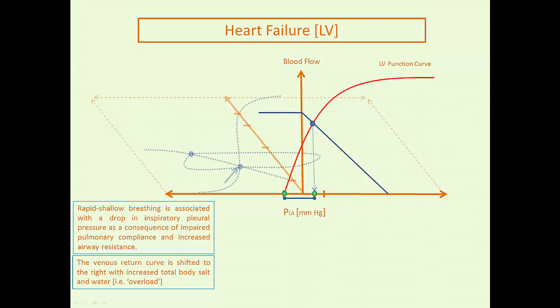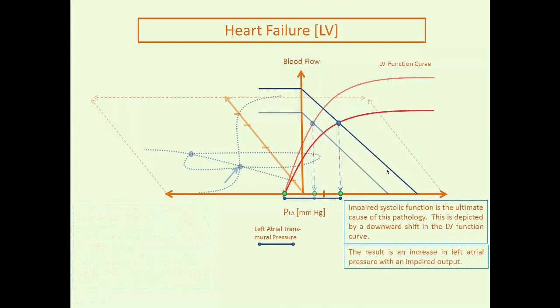So the venous return curve is shifted to the right with the increased total body salt and water overload, and this is a function of the increase of West Zone 3 physiology in the lung. So the pulmonary venous return tends to shift rightwards, and again, this is LV systolic dysfunction, so the LV cardiac function curve is shifted down and to the right. This represented essentially a normal patient, so that's what I've written here. And the result, again, is an increase in your wedge pressure or your left atrial pressure, and an increase in the distending pressure of the left atrium, which is depicted here.